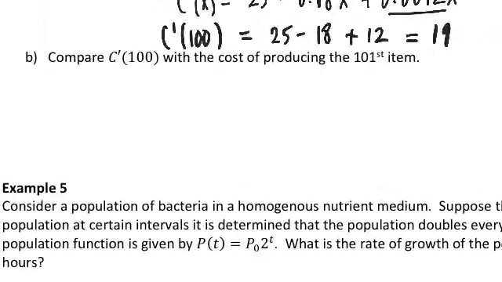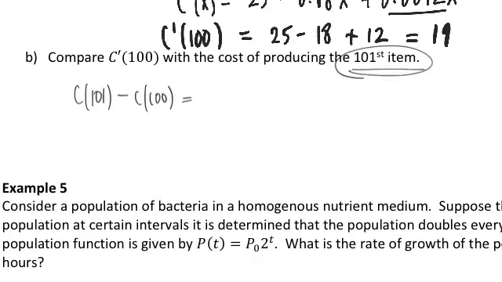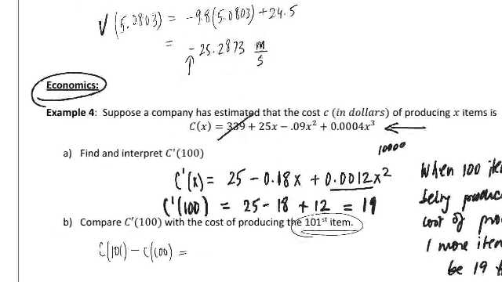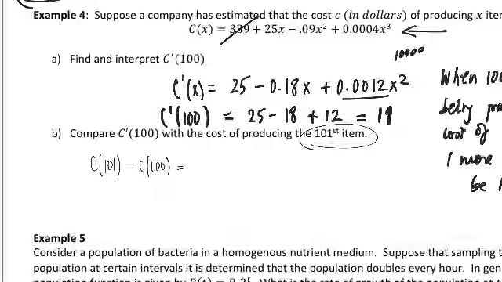Okay, then it says compare C prime of 100 with the cost of producing the 101st item, right? So this means we can also figure out the cost of producing the 101st item by doing C of 101 minus C of 100. Actually, sorry, we're not going to do it because we have to go back into the C equation and put in 101 and put in 100. So I'll just tell you the answers.